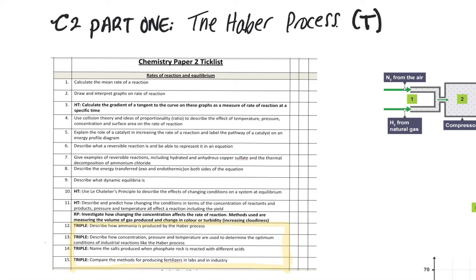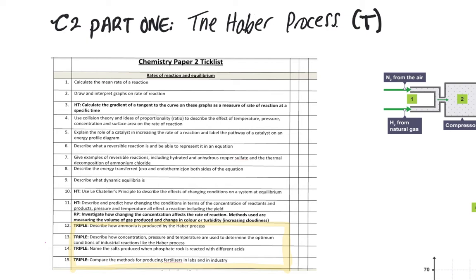So today we're going to talk about the last section of C2 Part 1 for the AQA syllabus, which is all about the Haber process and the manufacture of fertilizers. Now, the Haber process is a vital process that produces ammonia, which is then used in lots and lots of other chemical processes. So it's really important that we understand it.